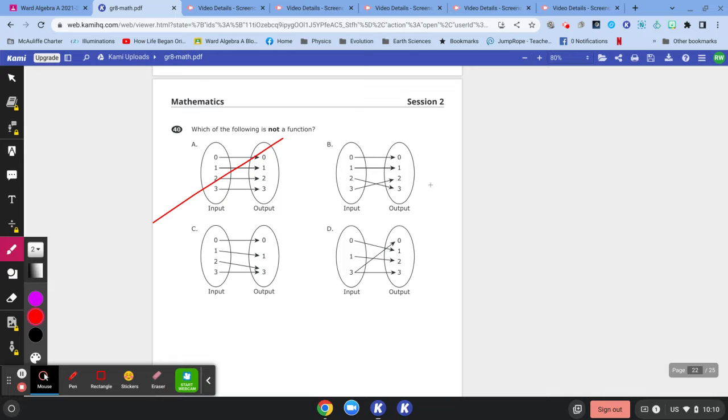So that's a function. B, 0 predicts 0, 1 predicts 1, 2 predicts 3, and 3 predicts 2. That's a function as well. All of our inputs are unique.